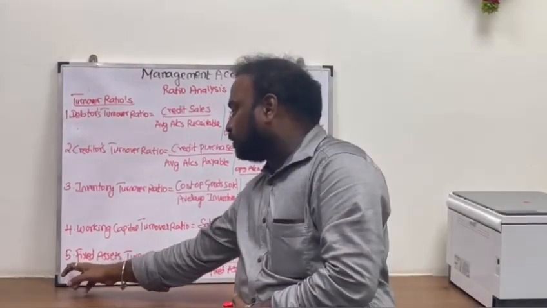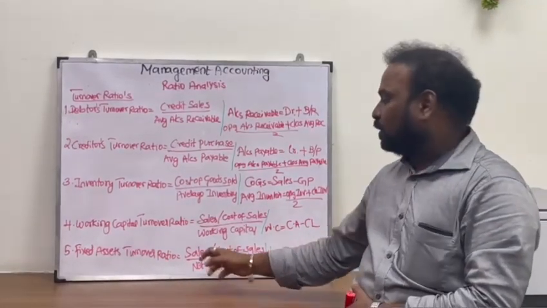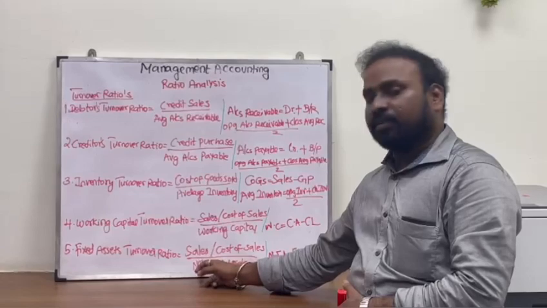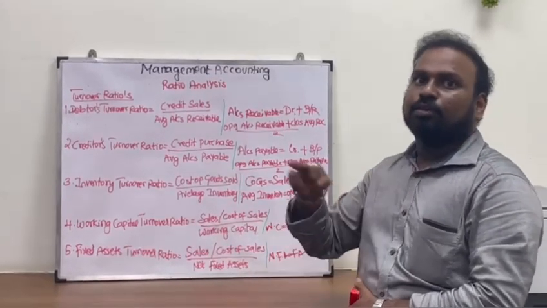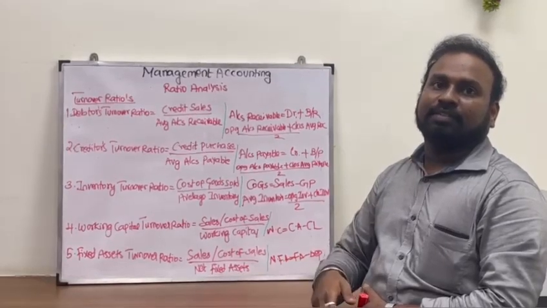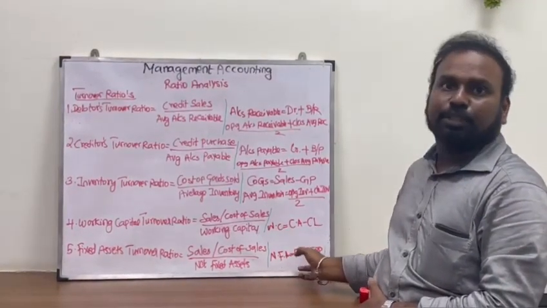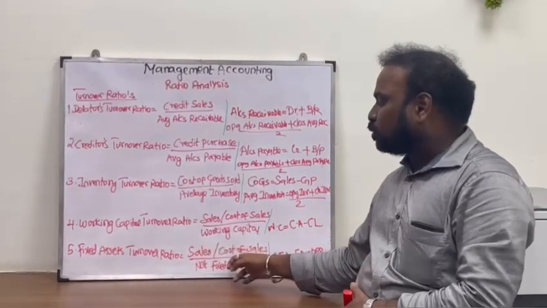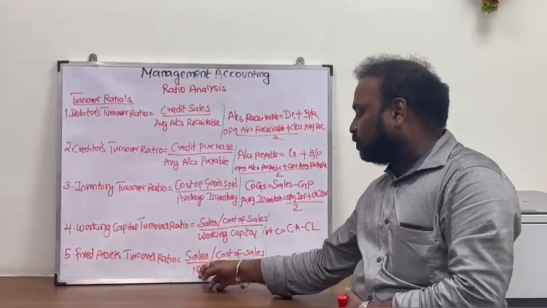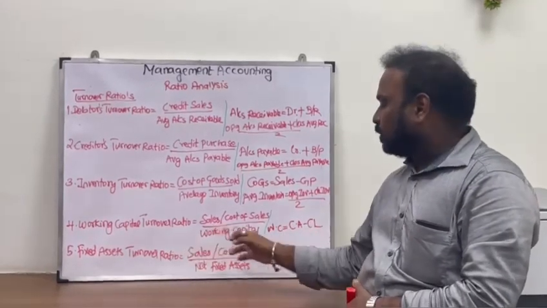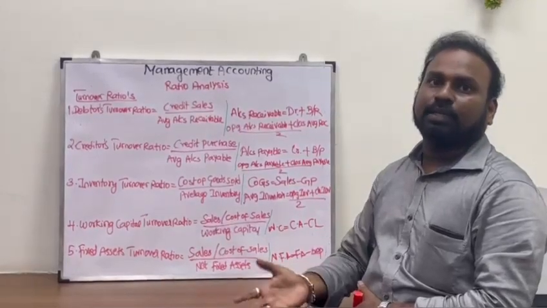The last one is fixed asset turnover ratio. Again we have two formulas for this also. First formula is sales divided by net fixed asset. Second formula is cost of sales divided by net fixed asset. Now you need to know what is meant by net fixed asset. Net fixed asset is nothing but what? Fixed asset minus depreciation. Now the students are supposed to work out both the formulas because when you use sales divided by net fixed asset, you will be getting one answer. When you use cost of sales divided by net fixed asset, you will be getting another answer. So you will be getting different answers.